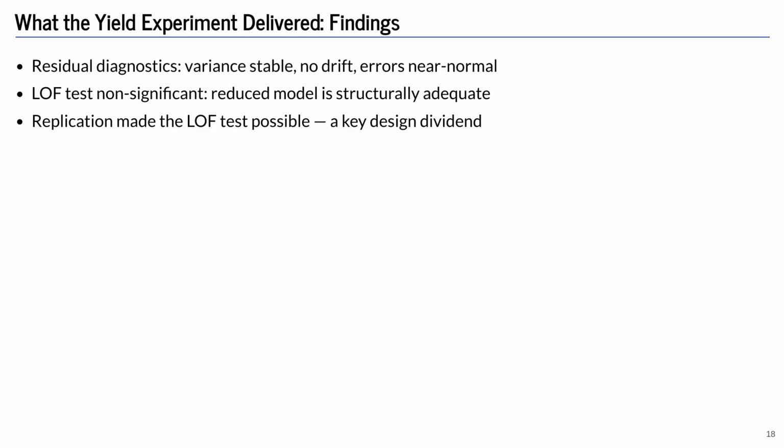On the diagnostic side, residual plots showed stable variance, no run order drift, and near normal errors. All four assumptions held. The lack of fit test was non-significant, confirming that the reduced model is structurally adequate. And critically, replication was what made the lack of fit test possible at all. Without those 3 replicates per corner, we would have had no pure error baseline and no formal test of adequacy. That is a key design dividend, one more reason to replicate when resources allow.